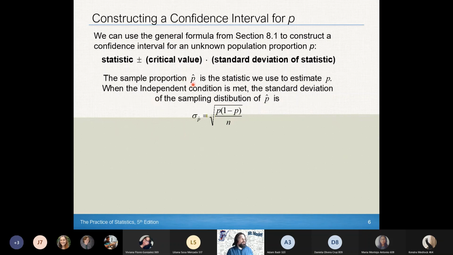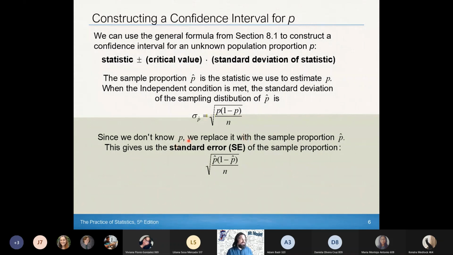The sample proportion P hat is the statistic we use to estimate P. When the independence condition is met, meaning knowing one outcome does not influence the other outcome, the standard deviation of the sampling distribution of P hat is sigma P hat equals the square root of P times 1 minus P over n. This would be our standard deviation for the sampling distribution.